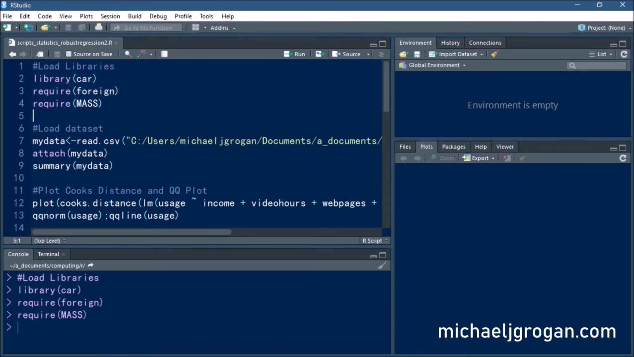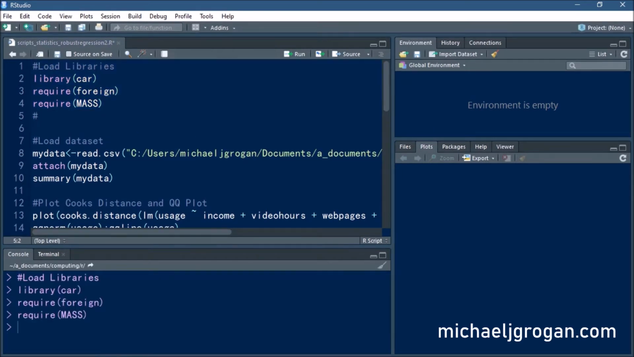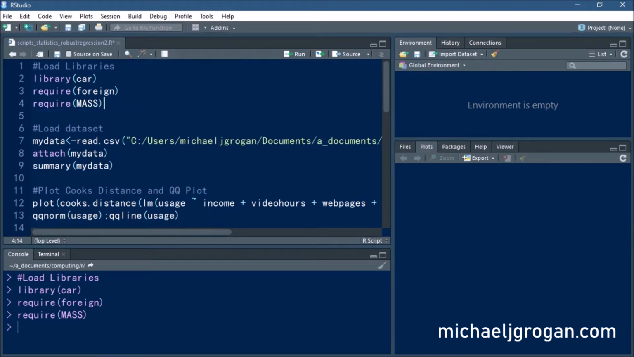As per usual, if you don't have these libraries installed in your R environment, you use install.packages. So for example, if you want to install MASS, you would use that. We'll load our data set.